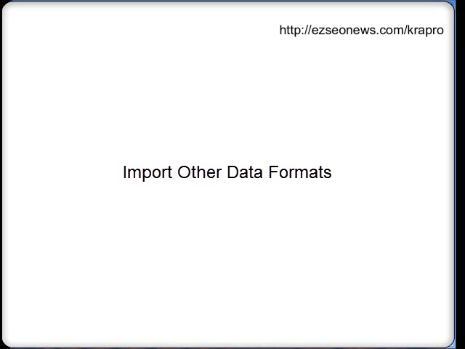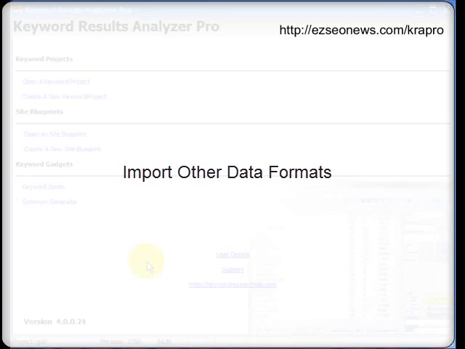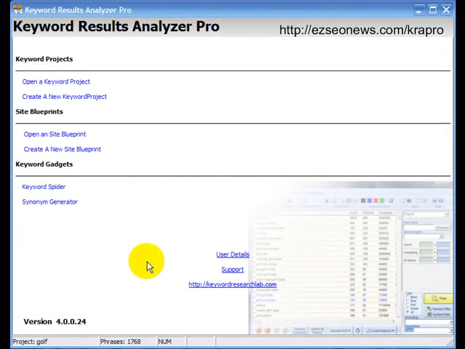Okay, in this video I want to show you how to import various formats of data. You're not always going to be using Wordtracker perhaps, or you're not always going to be using Nichebot. You might be using some other tool that returns the data in a different format. So we need to be able to set up what we call an import profile to tell KRA what the structure of the data is that we want to import. Don't worry, it sounds complicated, but it really isn't.